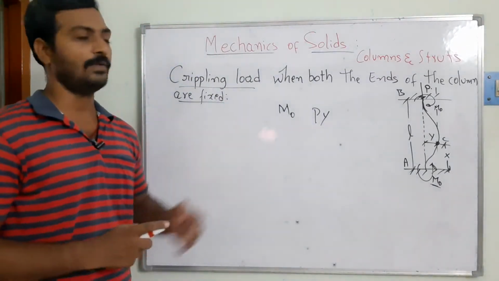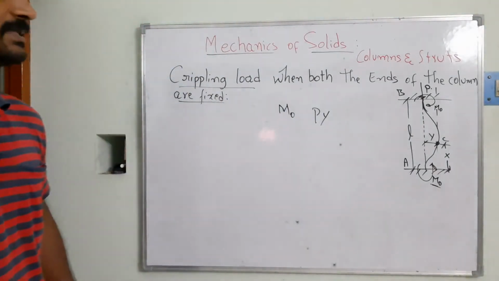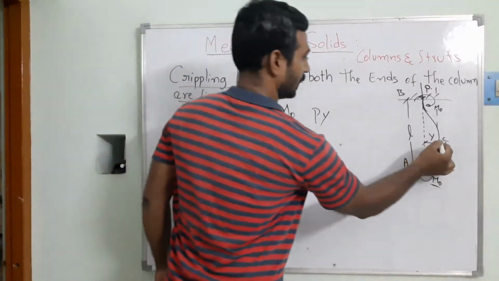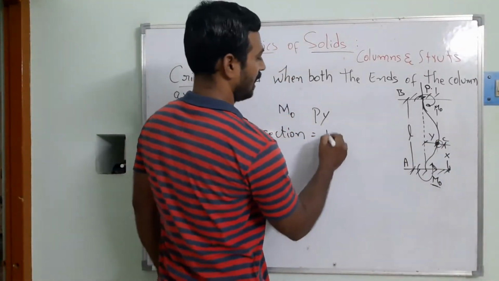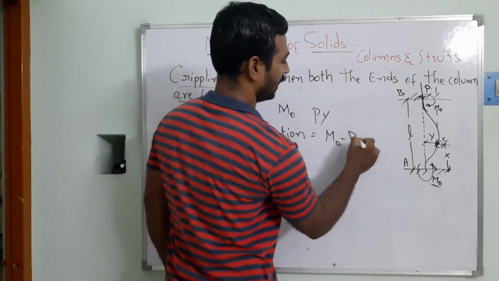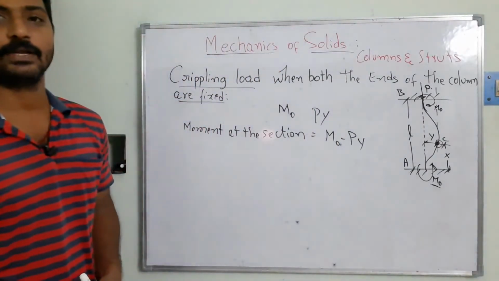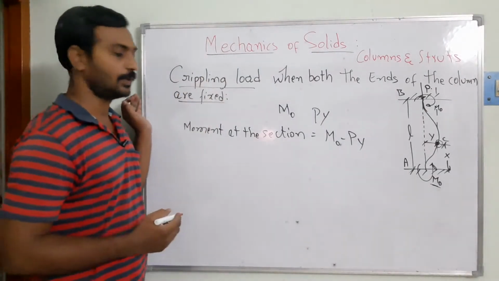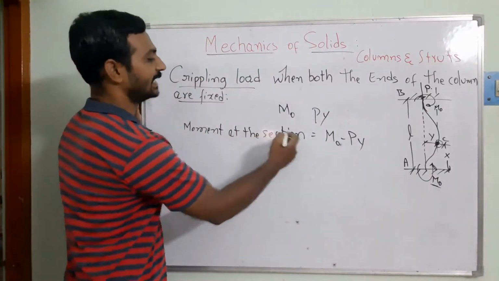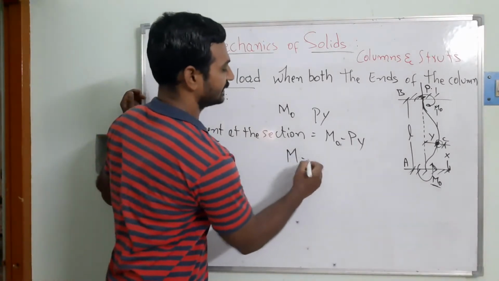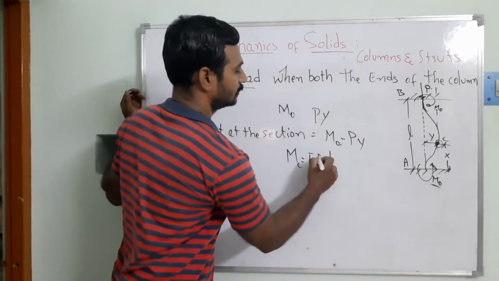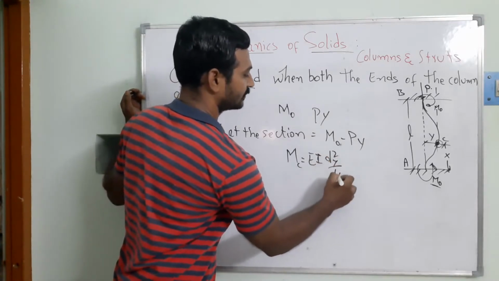So now we will take the summation of these moments at one point. We consider the moment at this section, which is M naught minus Py, right? Then, as for the deflection of the beams, we take moments at the section also, that is MC equal to EI into d square y by dx square.